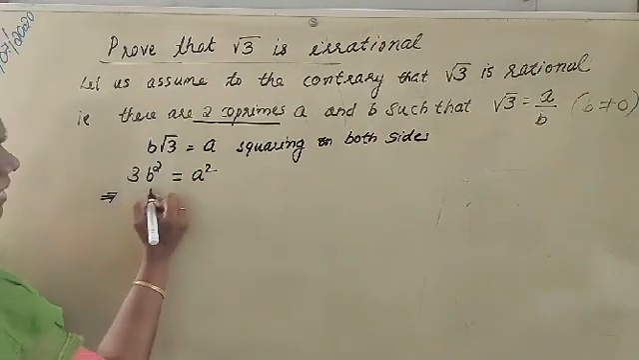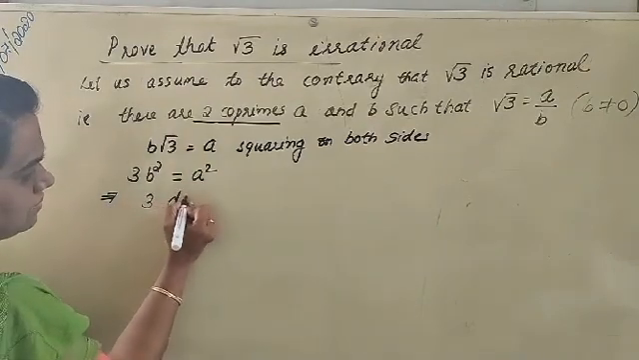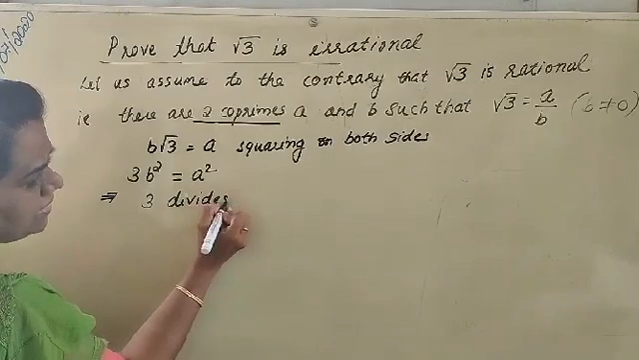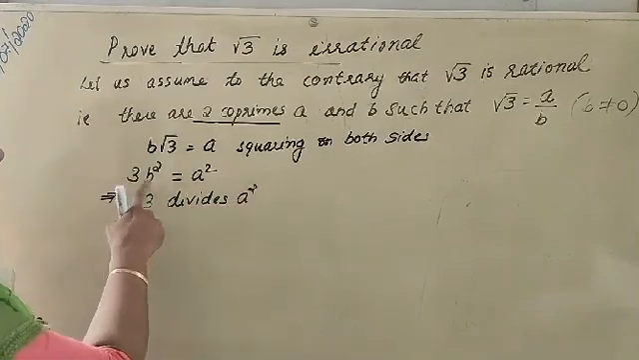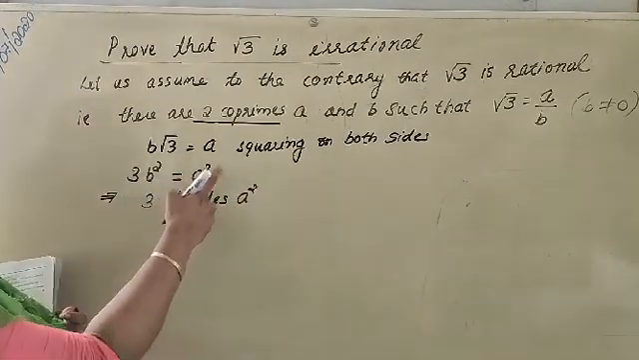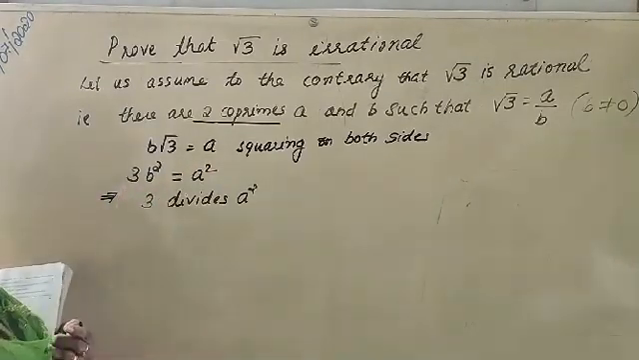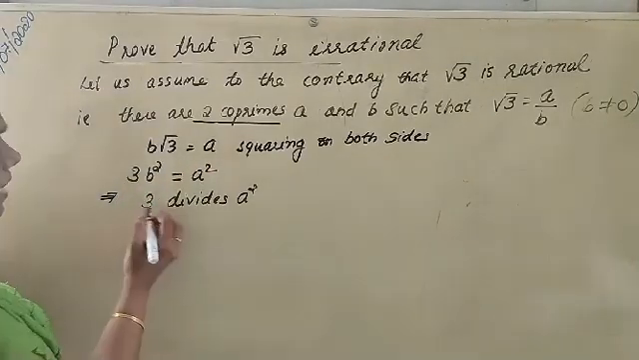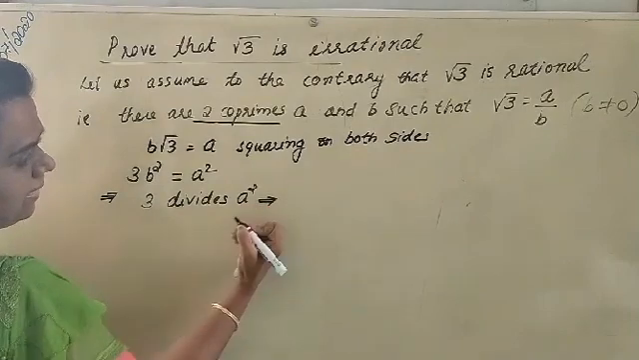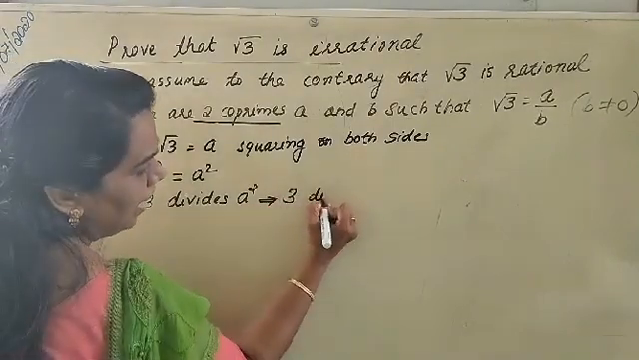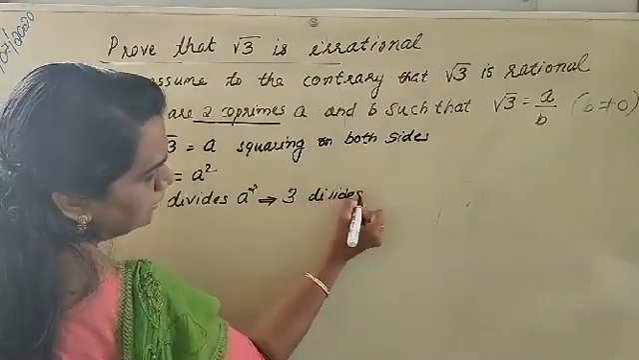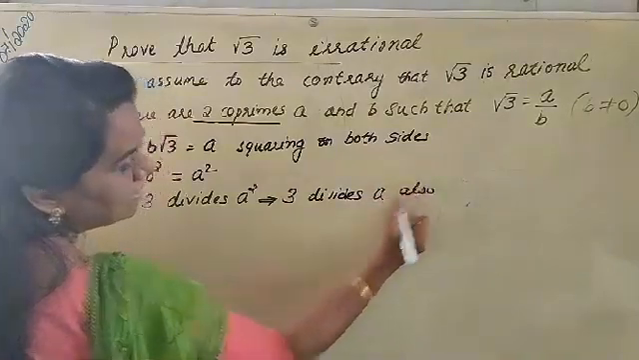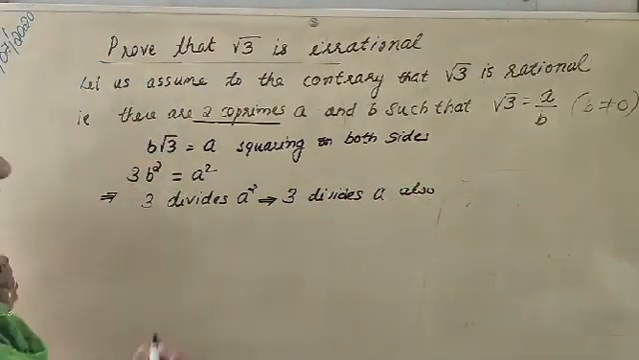That implies 3 divides A square. Is it so? 3 into B square is equal to A square, that means A square is a multiple of 3. So 3 divides A square, and by the theorem we know that 3 divides A also.